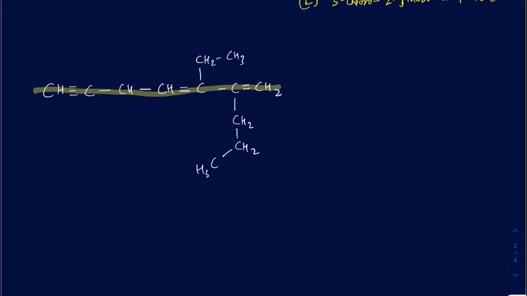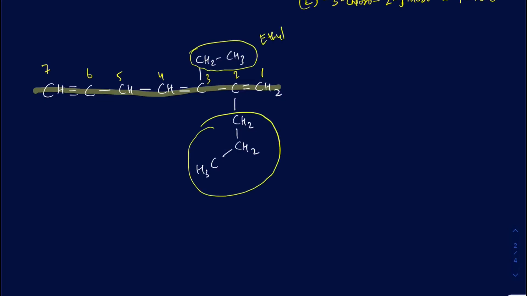So when I'm numbering this, now which way am I going to start numbering from? There is a tie between the triple bond and the double bond, and in that case the double bond is usually going to win. So you got 1, 2, 3, 4, 5, 6, and 7. So I got 2 substituents. I got an ethyl group on the 3rd carbon, and I got a propyl group here.